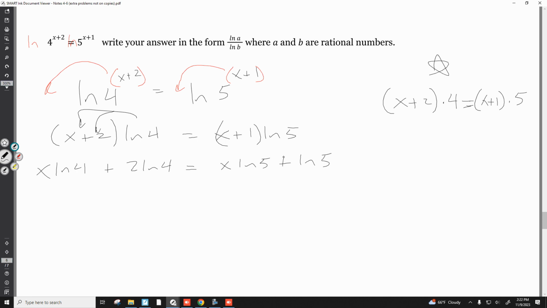Sorry, bud. You can't do that because of the plus. You do e to the power of both sides. You're going to have to do e to the entire side, not just that little bit.